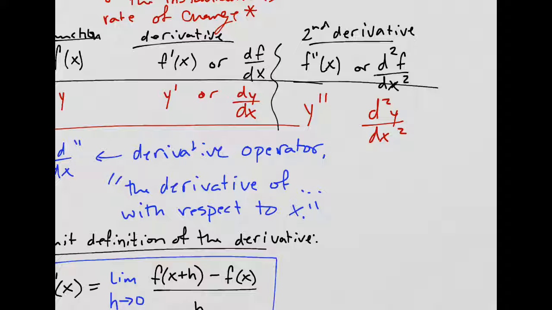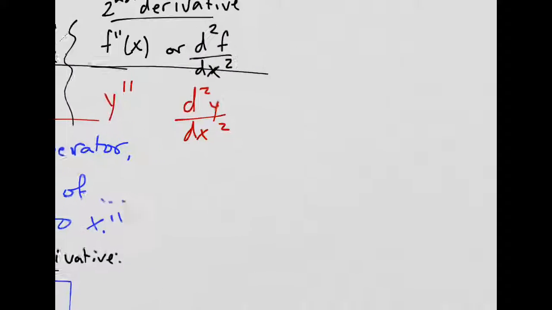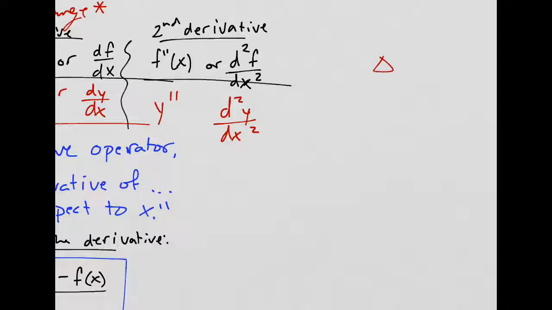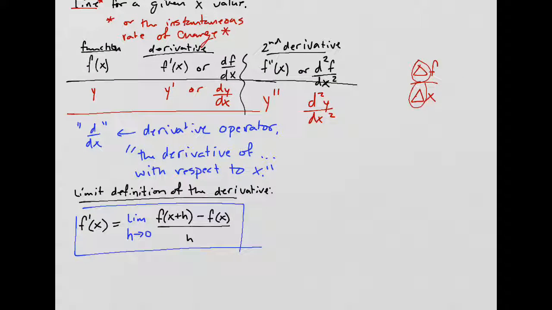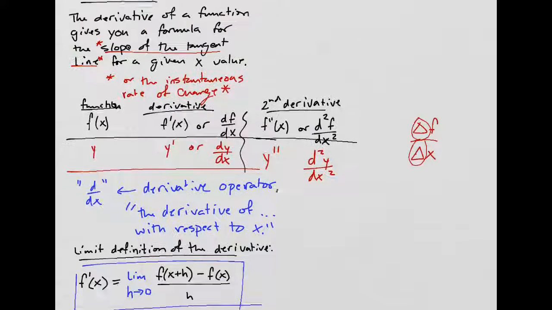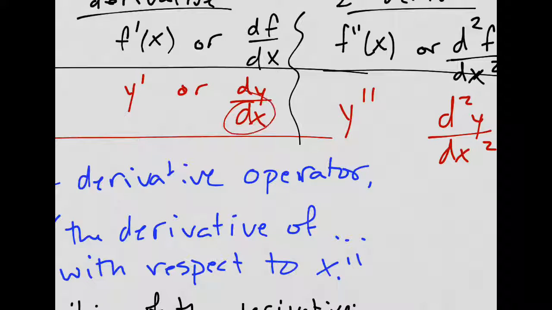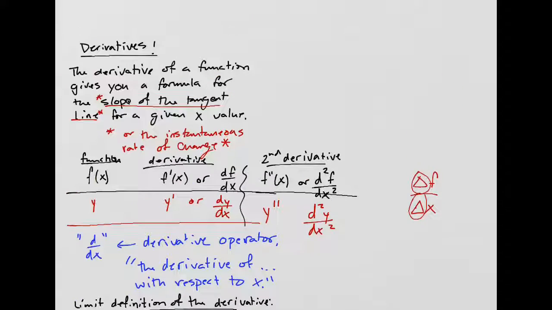The dx is called a differential. It's like tiny, tiny changes in x. It's related to change in f over change in x, delta f and delta x. That's where the notation comes from. The prime notation is just a lot quicker to write, but this is more explicit. It's telling you with what variable you're taking the derivative with respect to.